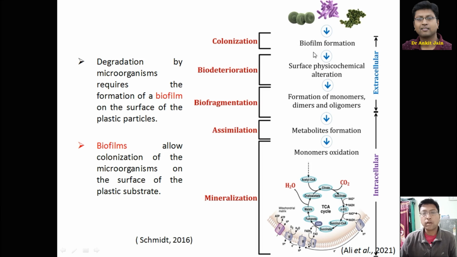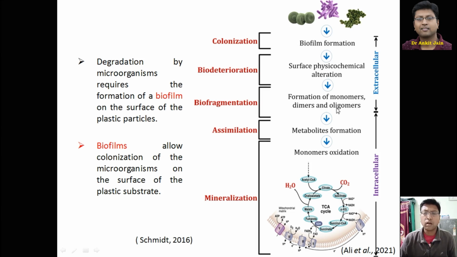Before biodeterioration, the bacteria colonize the plastic material with the help of biofilm or flagella, and after that they attach to the plastic surface and deteriorate it. Then biofragmentation is the method in which the plastic is converted into monomers and oligomers. All this biofragmentation is done outside of the bacteria.